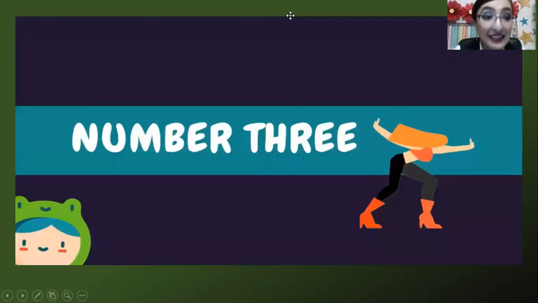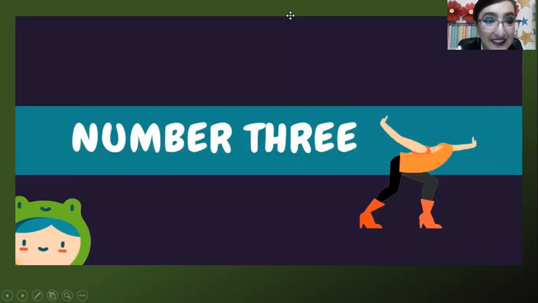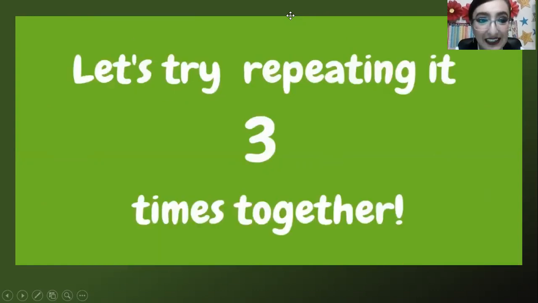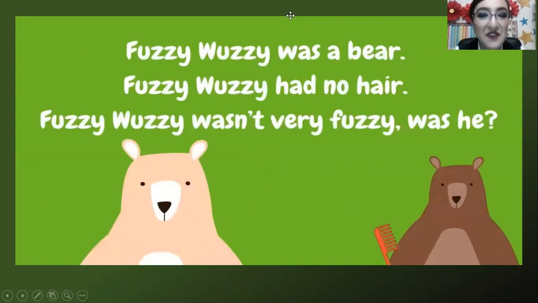Number 3. Number 3, you can do it. Fuzzy Wuzzy was a bear. Fuzzy Wuzzy had no hair. Fuzzy Wuzzy wasn't very fuzzy, was he? Let's try repeating that tongue twister 3 times together. Fuzzy Wuzzy was a bear. Fuzzy Wuzzy had no hair. Fuzzy Wuzzy wasn't very fuzzy, Fuzzy Wuzzy was a bear. Fuzzy Wuzzy had no hair. Fuzzy Wuzzy wasn't very fuzzy, Fuzzy Wuzzy was a bear. Fuzzy Wuzzy had no hair. Fuzzy Wuzzy wasn't very fuzzy, was he? That one was a bit more difficult.